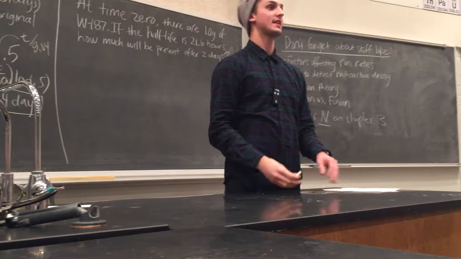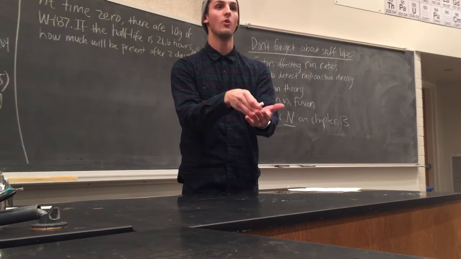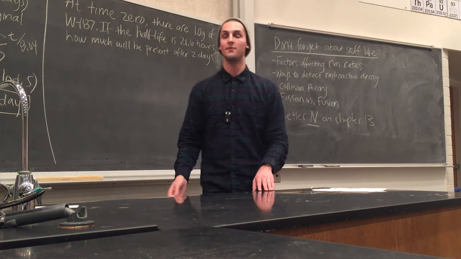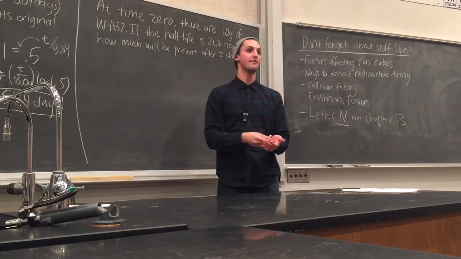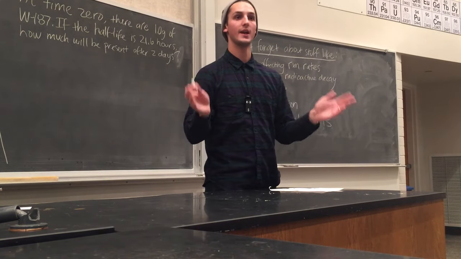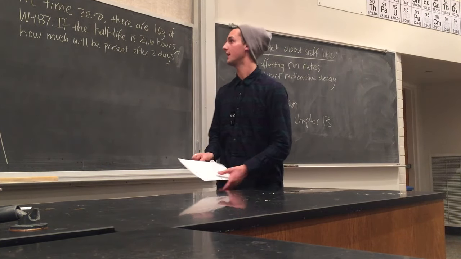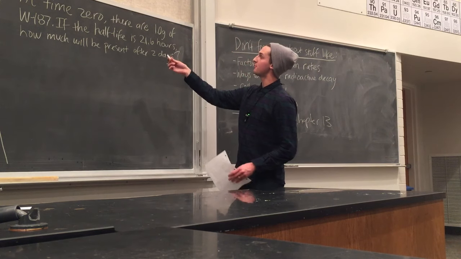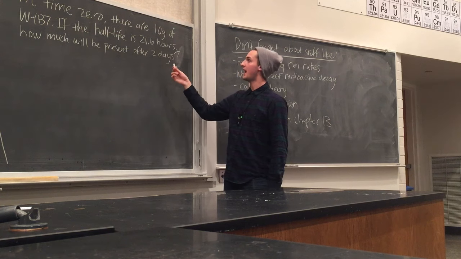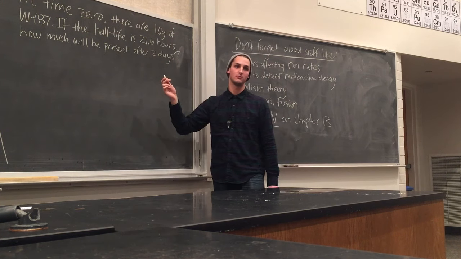And if they don't necessarily tell you what that atom weighs, it's just 187 AMUs. So if they don't say like this is 187.013 AMUs, then we just say, okay, it's 187 AMUs. All right? So if the half-life is 21.6 hours, how much will be present after 2 days?